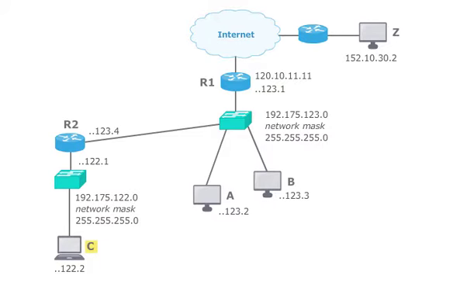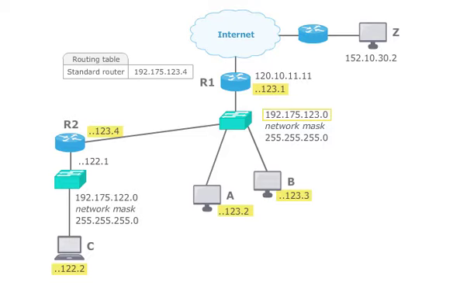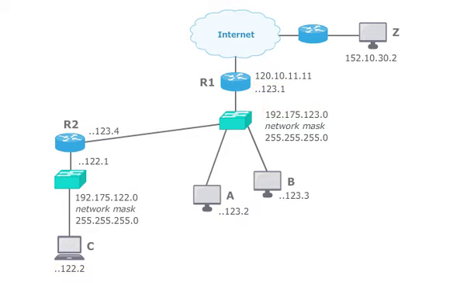Host C can only communicate with the other hosts or the Internet via router R2. Therefore, its routing table entry is that router 122.1 is the standard router. The router R1 is directly connected to the Internet, so that a router of the ISP is its standard router. It can directly reach host A, host B, and router R2 via the network 123.0. To be able to communicate with host C, there is the following entry in its routing table. The router for it is the router 123.4, that is R2.